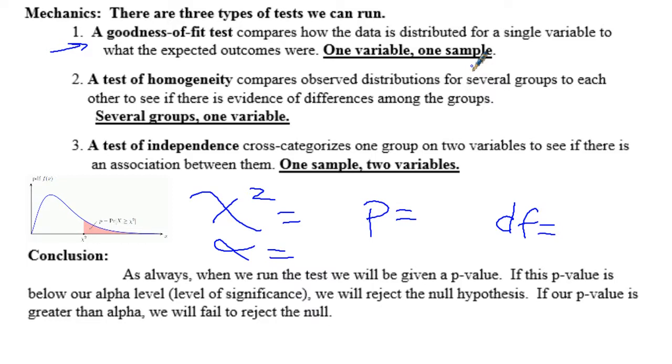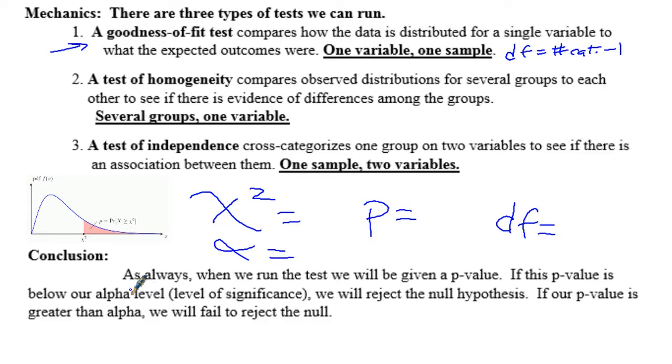When you run this on the calculator, you're going to essentially get 3 things. You're going to get a chi-squared value, you're going to get a p-value, just like we always do, and you're going to get the degrees of freedom. For goodness of fit, degrees of freedom is equal to the number of categories minus 1. That will change for the other 2 chi-squared tests, but for homogeneity, it's still sort of like n minus 1.